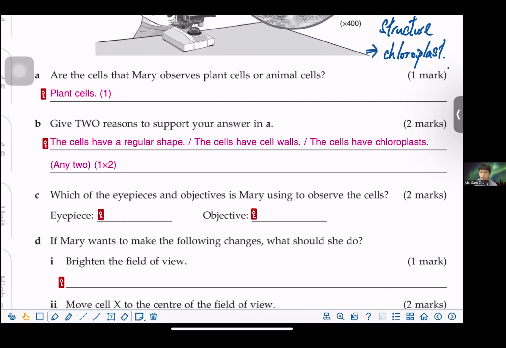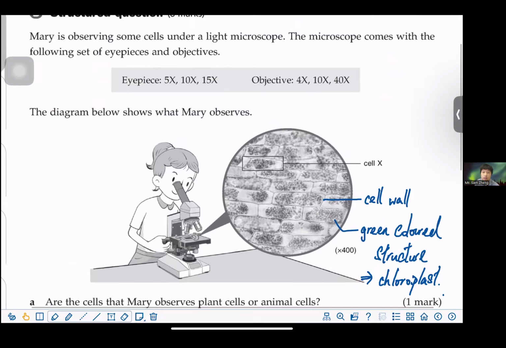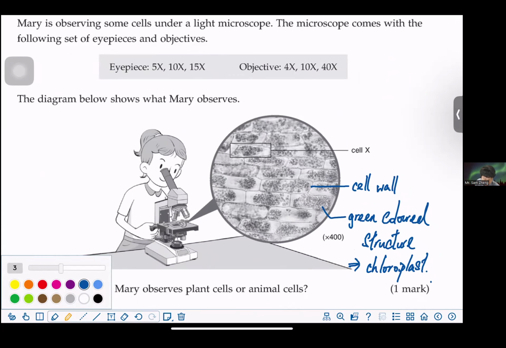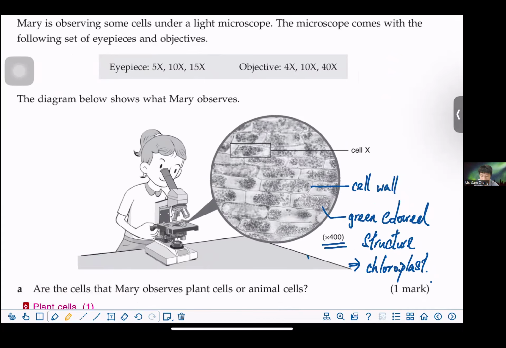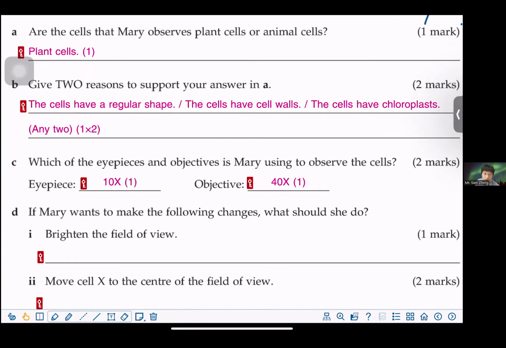Which of the eyepiece and objective is Mary using to observe the cell? Here, we can see that the magnification is 400 times. So what we need to do is find the combination that gives 400 times. It only has 10 times here and 40 times here. So the only option for Mary to get 400 times is that the eyepiece must be 10 times, while the objective will be 40 times.